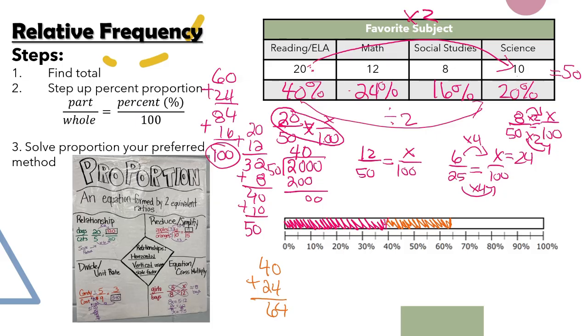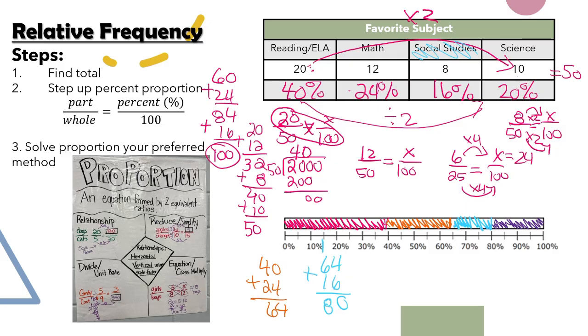Let me pick another color. We're going to get blue for social studies. So in this case, 16%. I'm not sure where to mark my 16%. So let's go ahead. So we stopped at 64. So I can go 64 plus 16. And that means I need to stop at 80. And then the last one, of course, would be 20%, and that would be the remainder for science is at 20%. Okay, so I have left you some practice questions.